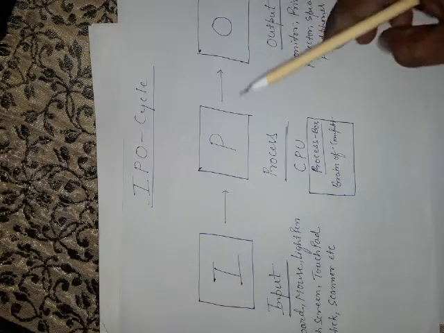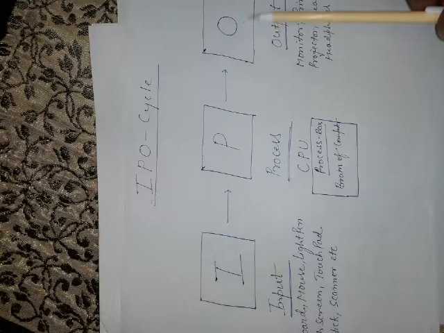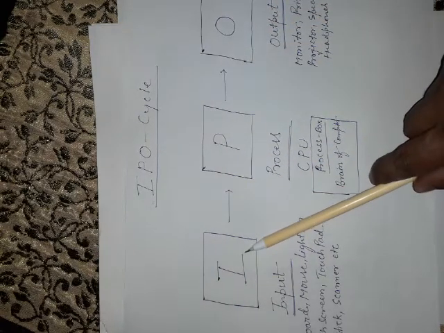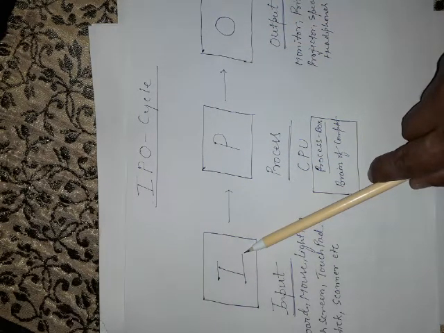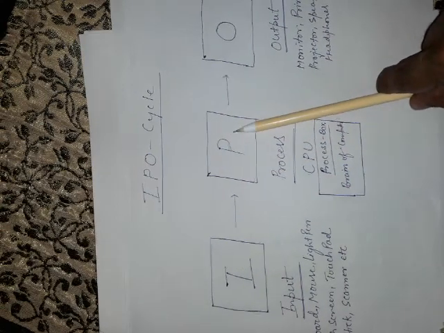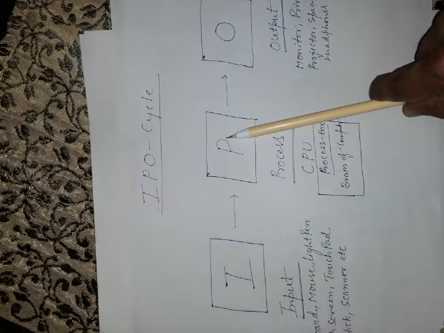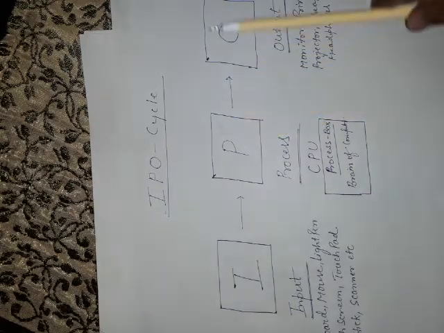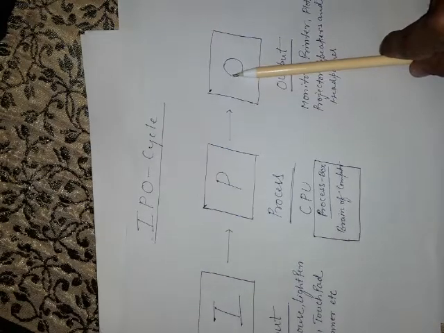So we can say input, process and output. Input: sending the data and commands to the computer is known as input. Process refers to the work done by the computer with the help of hardware and software. Output refers to the result displayed by the computer.